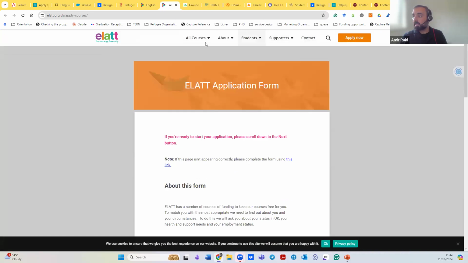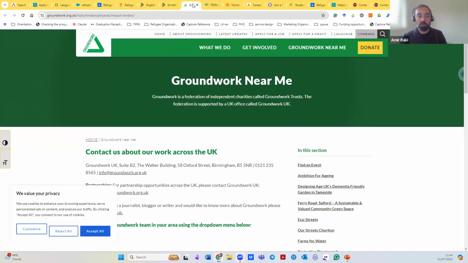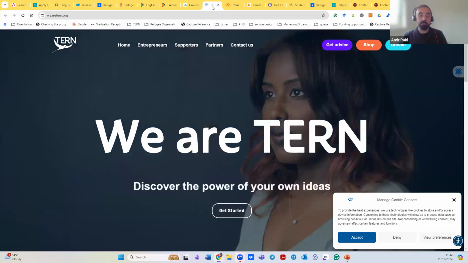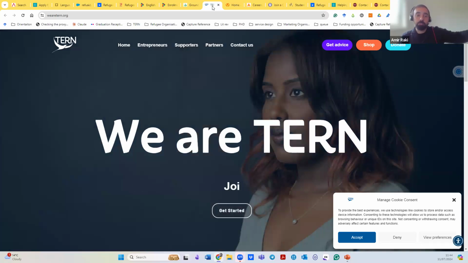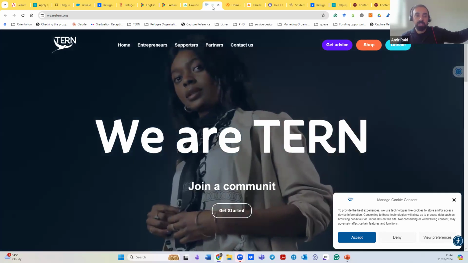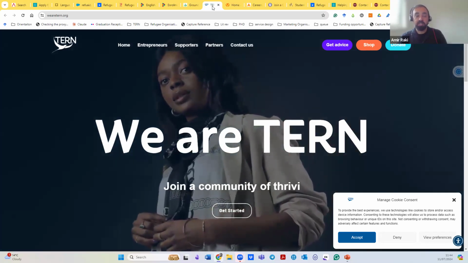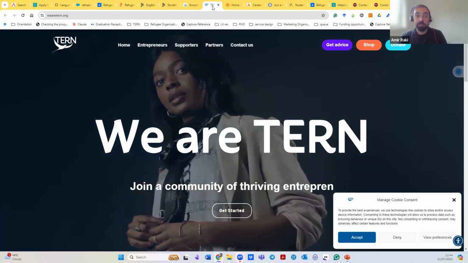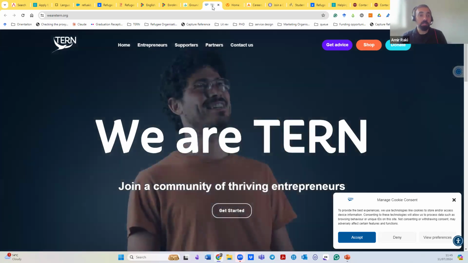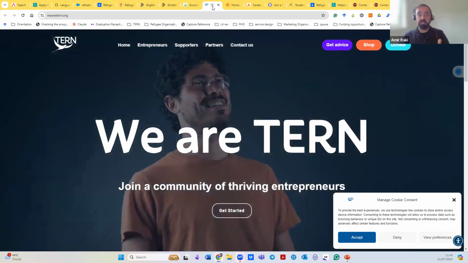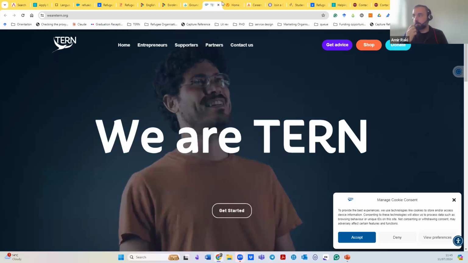The next one is again a London-based organization called Groundwork, and they have employability support for refugees as well. The next one is Turn. I'll be talking about Turn in our very last workshop when we talk about self-employment, because Turn is a place that helps people from refugee background if they want to start their own business and become self-employed.